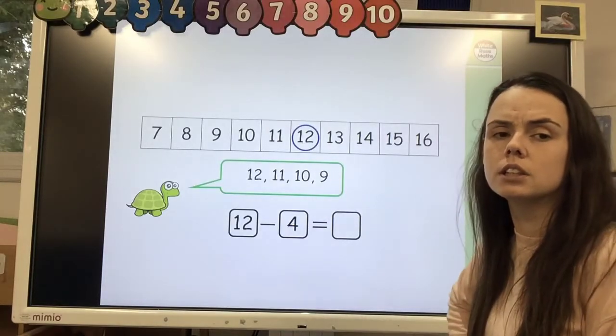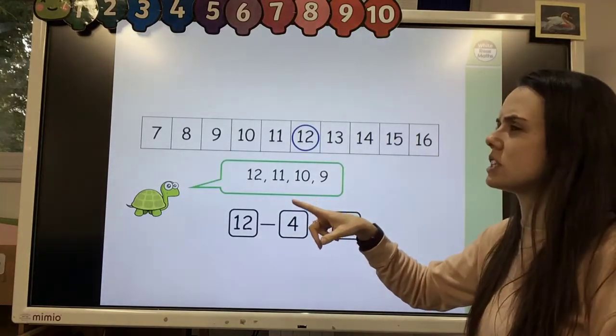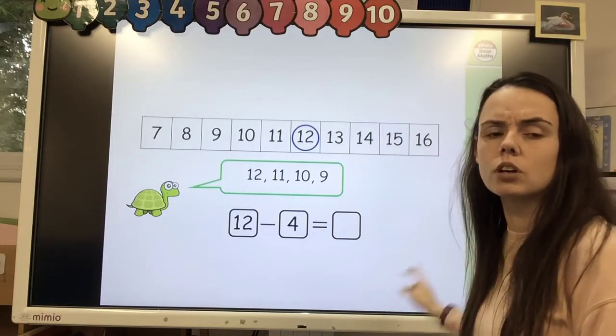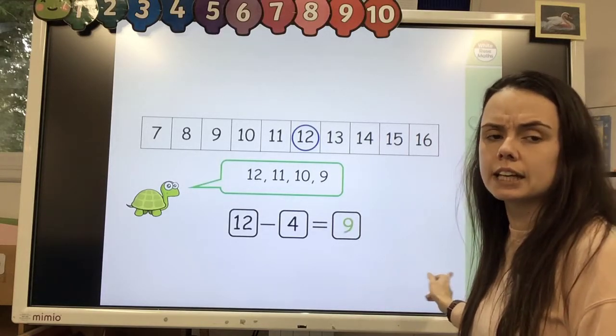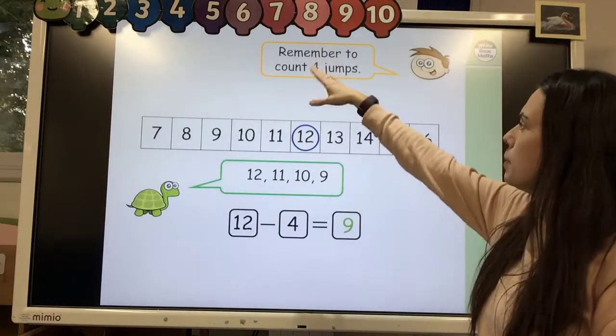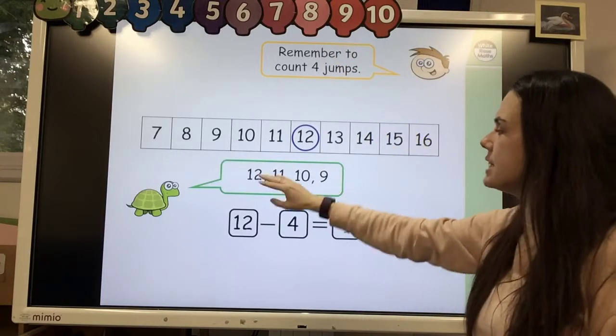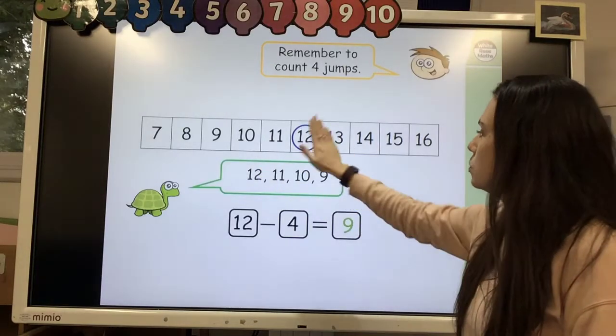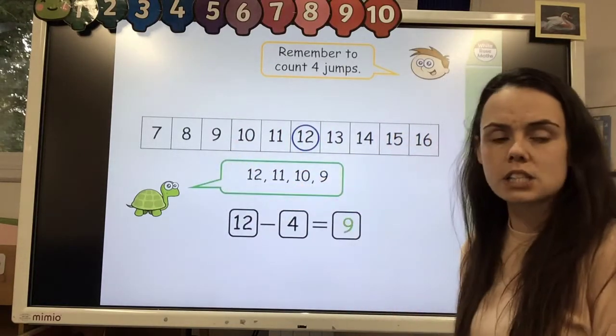Huh. But we just did it on the other side and it wasn't 9. What's Tiny got wrong? So it says, remember to count back 4. Now he's counted 4 numbers, 12, 11, 10, 9. 1, 2, 3, 4. What has Tiny done wrong?